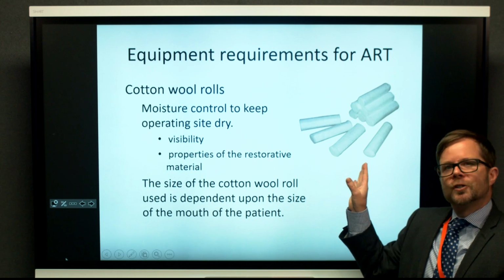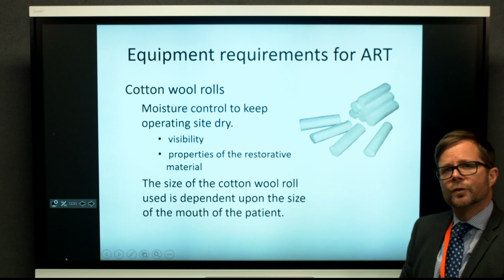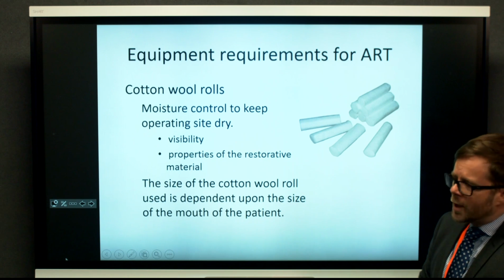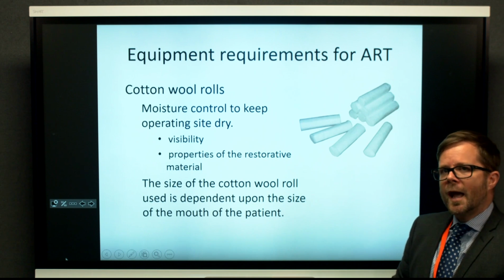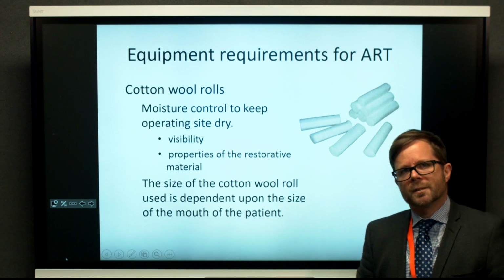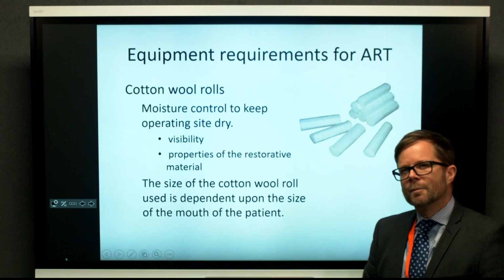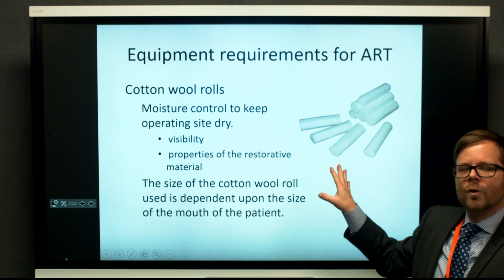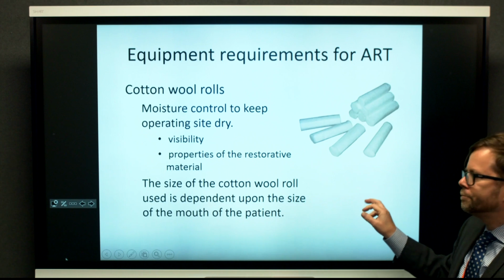Cotton rolls are generally described in the literature around ART as the technique for isolating the tooth. And that's again because of the lack of equipment, but you could always use rubber dam isolation for the ART technique if you wanted to. However, because the ART technique primarily uses glass ionomer cement and is primarily done in a situation where you're not able to use handpieces or local anaesthetic, for example, the cotton roll is usually adequate for the ART technique.